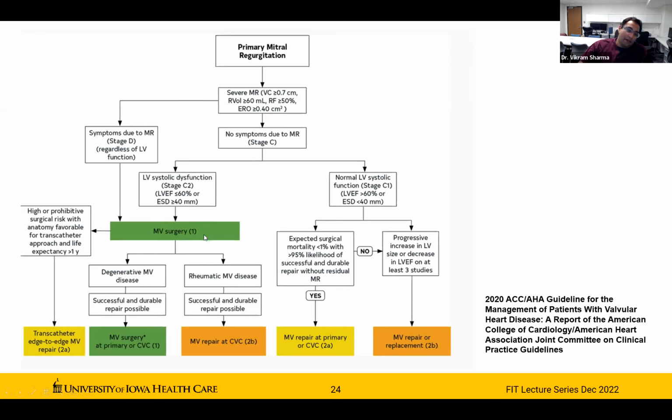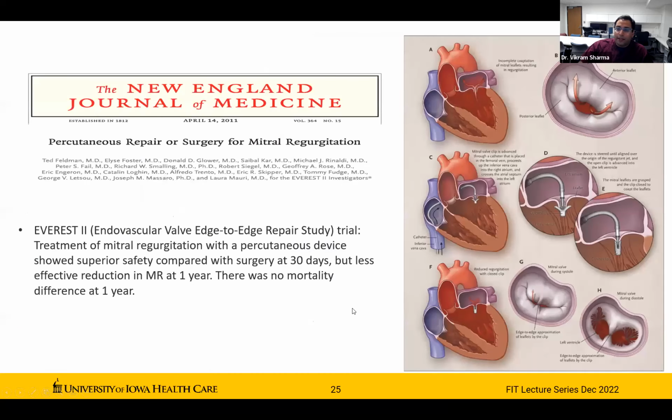Now, what if the patients are high risk for undergoing mitral valve surgery? In those selected patients who have a prohibitive surgical risk, but have an anatomy that's favorable for transcatheter intervention and the life expectancy is more than 1 year, those patients can be treated with a transcatheter edge-to-edge mitral valve repair, and that currently has a 2A recommendation in the ACC/AHA guidelines. And probably that comes from this study.